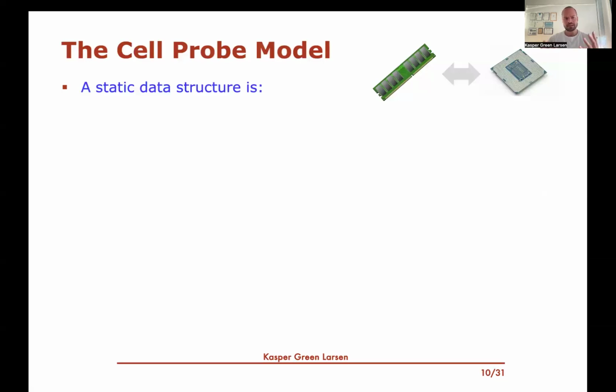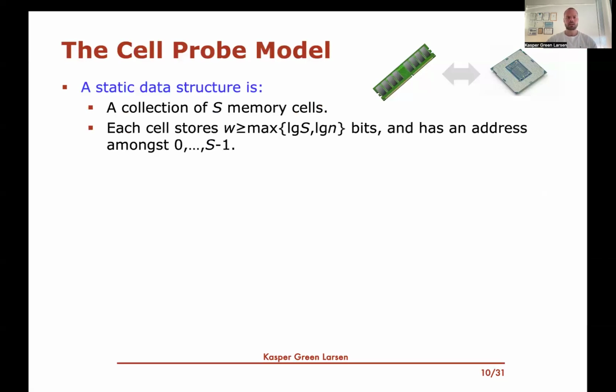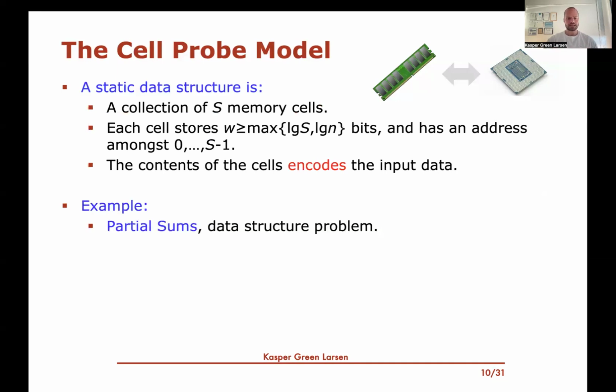So with those things in mind, we can now define the cell probe model, a model in which we prove our lower bounds. In this model, a static data structure is really a collection of S memory cells. Each of them stores W bits, where W is at least the maximum of log S and log N. Each cell has an address from 0 to S minus 1, and the contents of the memory cells encode the input data. Let's have an example here.